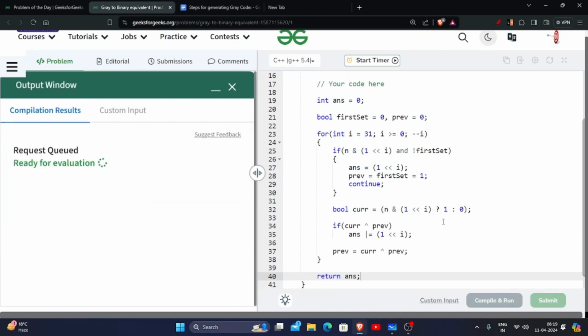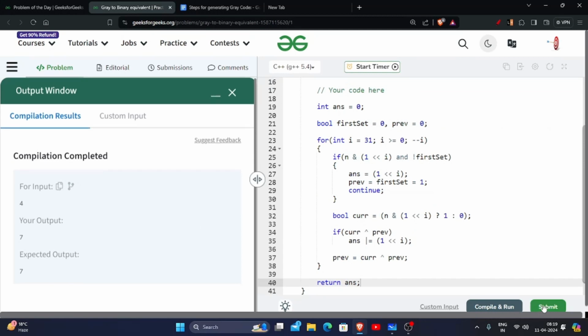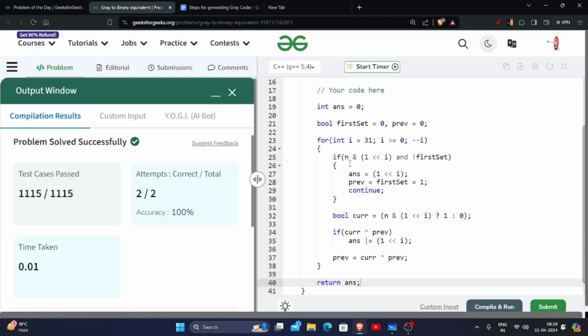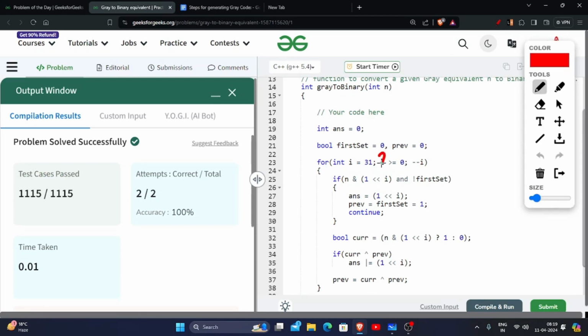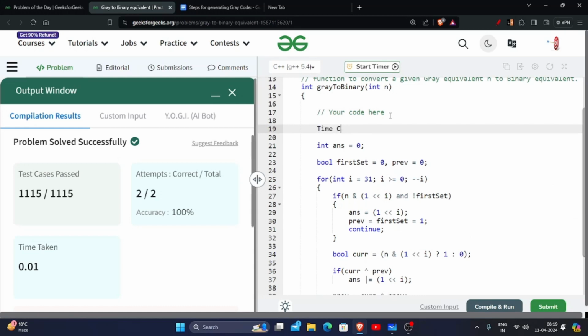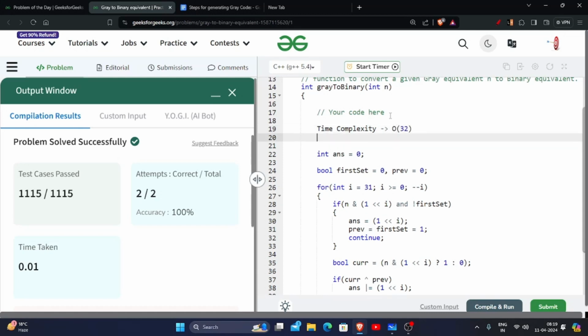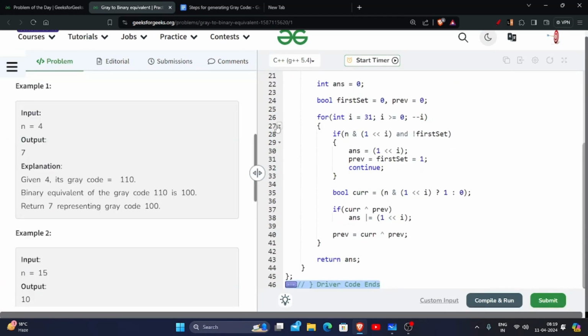So let me run this and let's figure it out. Okay, we are getting 7. So this is accepted code. And if you talk about time complexity, the time complexity for this approach would be order of 32, and the space complexity would be constant. This is how we have approached this problem, with time complexity of 32 and space complexity order of 1, and this is the exact thing we need to achieve.